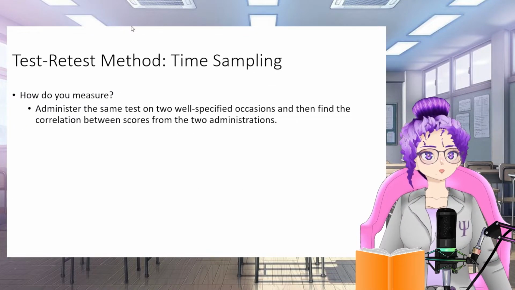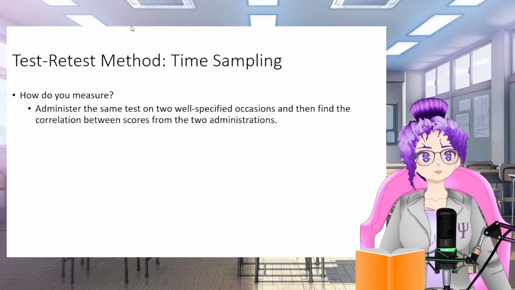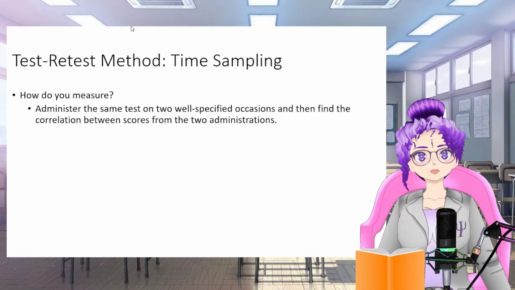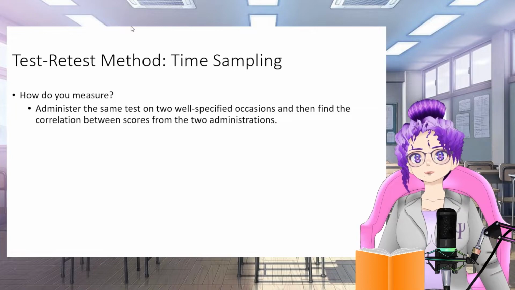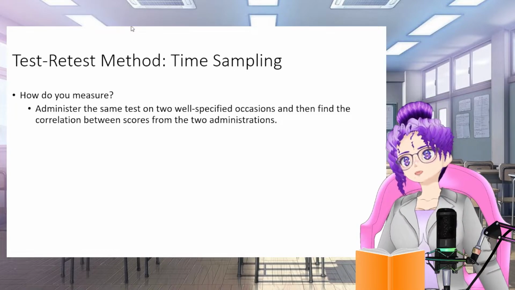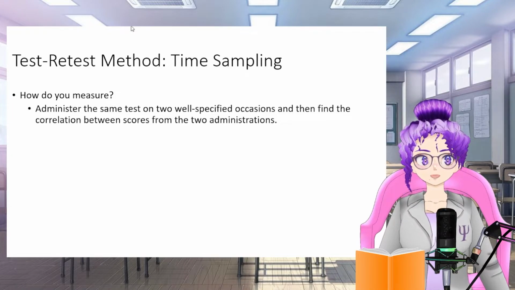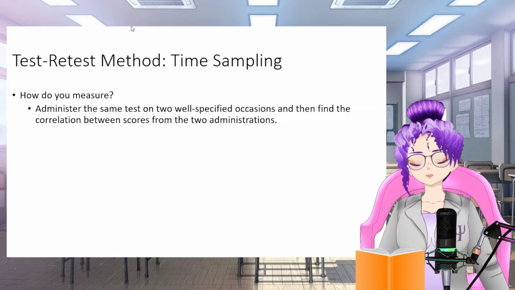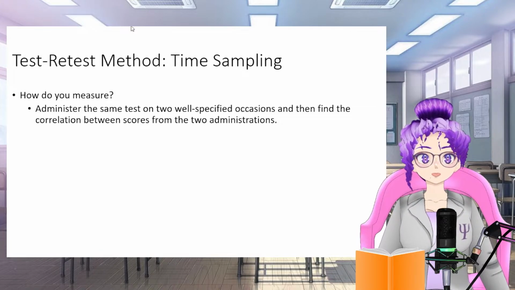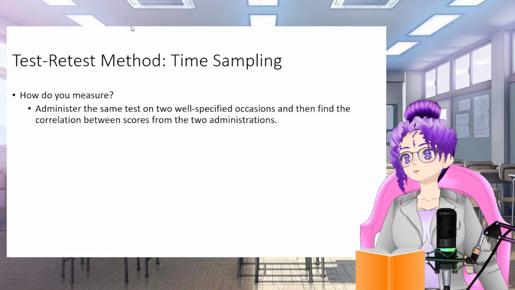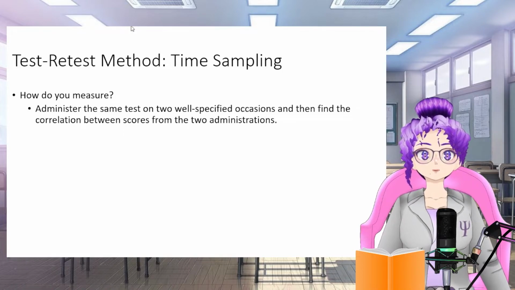So how do we measure the test-retest method or time sampling? In the time sampling method, we administer the same test on two well-specified occasions and then find the correlation between the scores from the two administrations. As you can see here, the statistical tool that we use when measuring the time sampling method is, of course, correlation, either Pearson's r. We administer the same test in two different time periods.